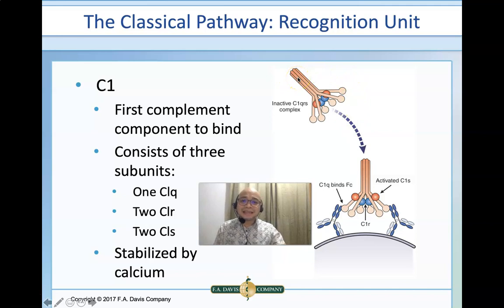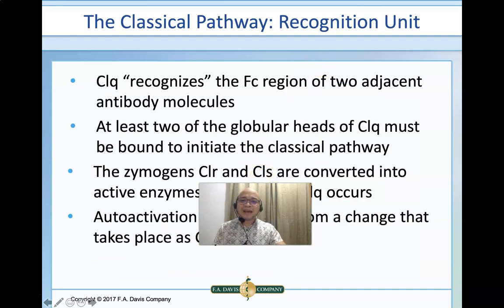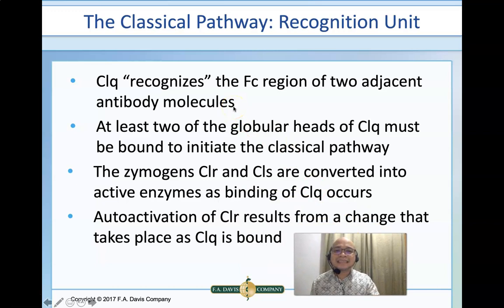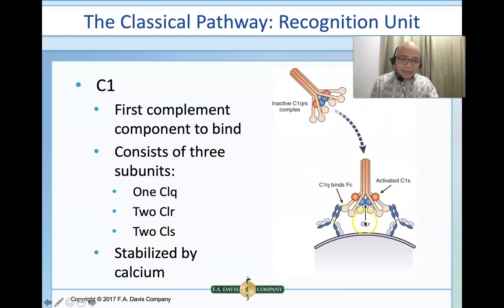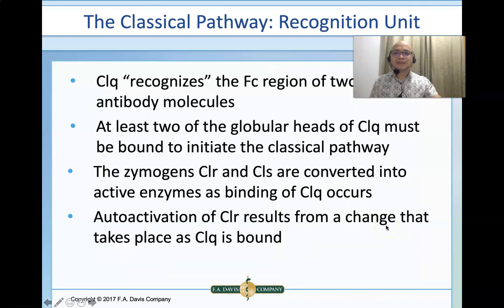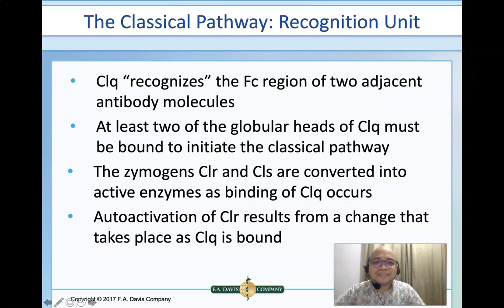So C1 is made up of C1q, C1r, and C1s. The one that binds at the Fc portion of the IgG is the C1q. C1q has the capacity to recognize the Fc portion of 2 adjacent antibody molecules, as shown here. Eventually, at least 2 of the globular heads of C1q must be bound to initiate the classical pathway.